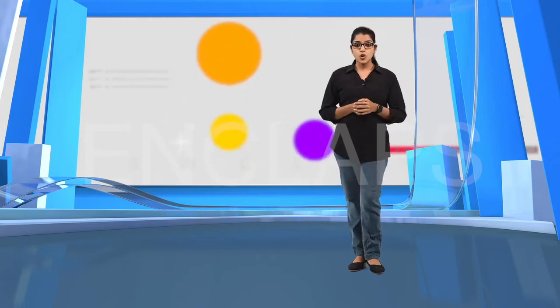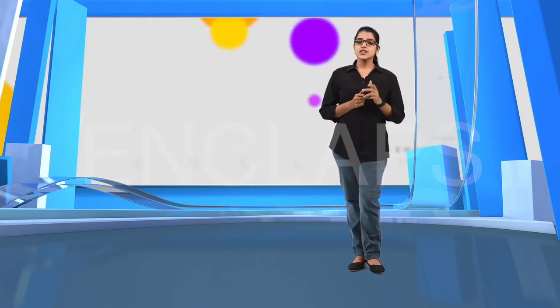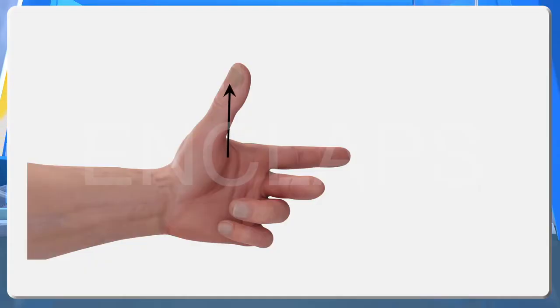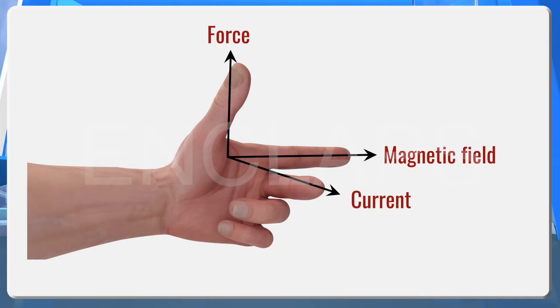Let us remember a code to remember the fingers which represent the data. The middle finger or the center finger gives you the current. Center finger C, current C. The forefinger will give you the magnetic field. Forefinger F, magnetic field F. And remember, the thumb would give you the motion of the conductor.